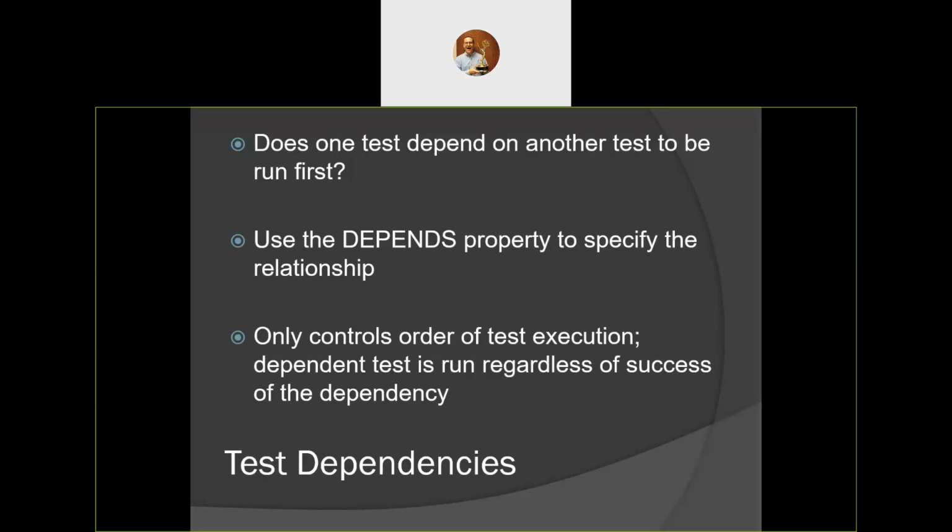Sometimes you have dependencies between tests. You might need another test to run first. Usually you want all your tests to be able to be run independently of each other and have no order dependencies, but sometimes it's just easier to set things up so that you have one test run before another one. You can do this with a depends property. It only controls the order of the test execution. If test A depends on test B, it just says B will run first. If B fails, it will still run A. It does not act as a gating factor, it just acts as an ordering.